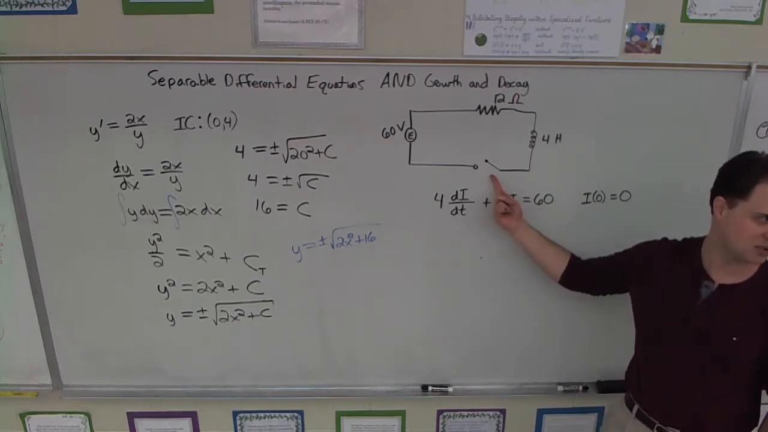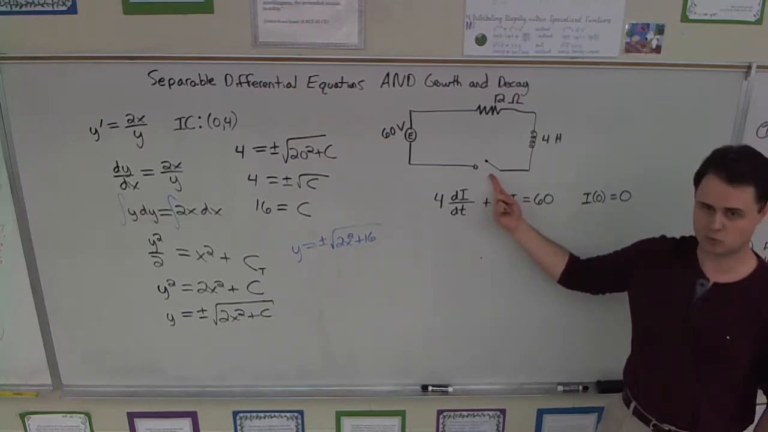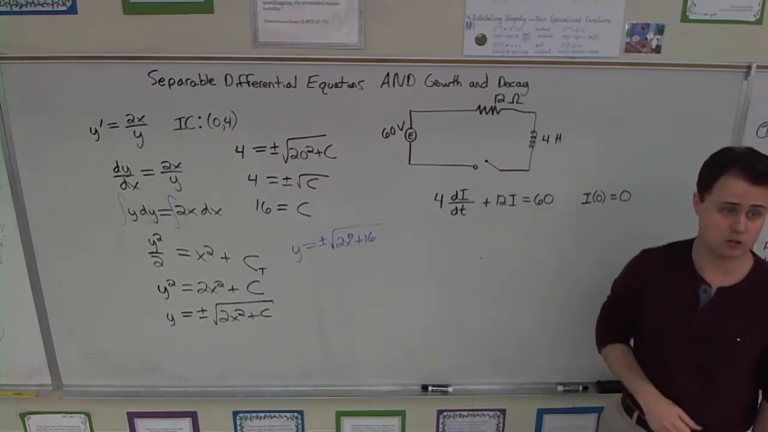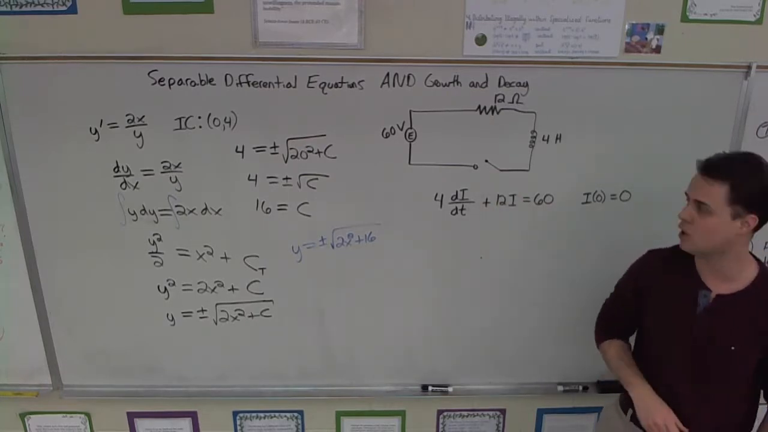Okay, and what do you guys think this is over here? It's pretty self-explanatory. It's a switch where we can turn the electrons off or we can let the electrons flow, whether we turn the switch on or off.